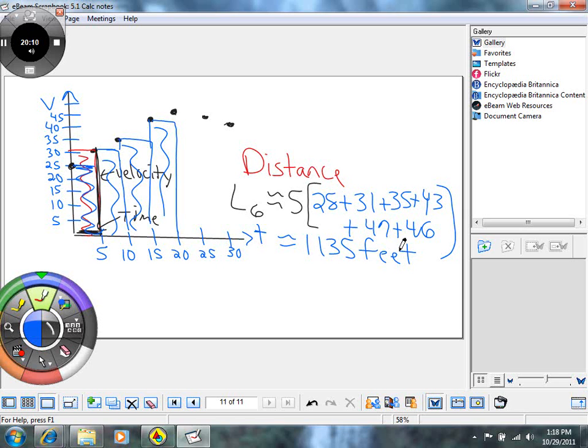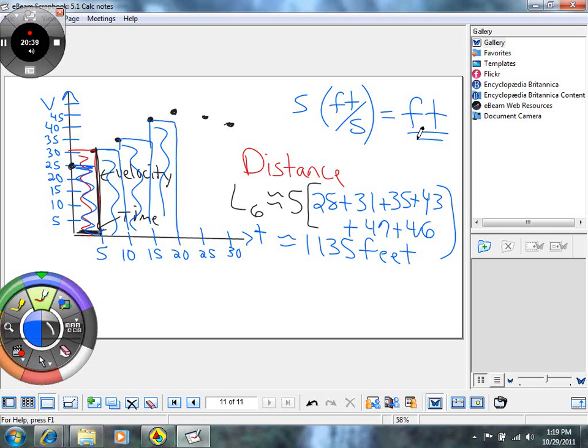Let me show you the units here. If we multiply, the width was time, and then we were multiplying by feet per second. We're multiplying by time, so that's seconds, and we're multiplying by feet per second, so it makes sense. We multiply those, and our units turn out to be feet.